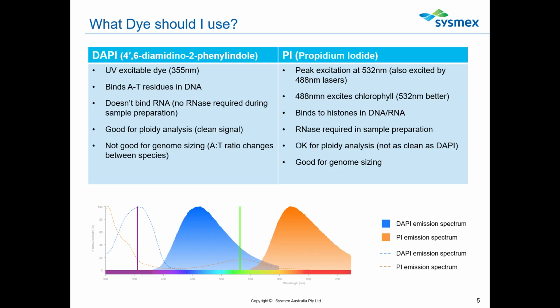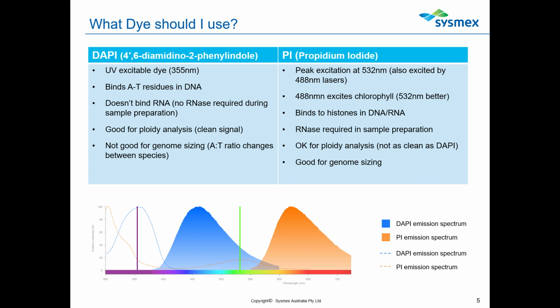So what dye should I use? There's two different dyes that are available. We have DAPI, which is 4,6-diamidino-2-phenylindole, and PI, which is propidium iodide. So DAPI and PI, much easier to say.